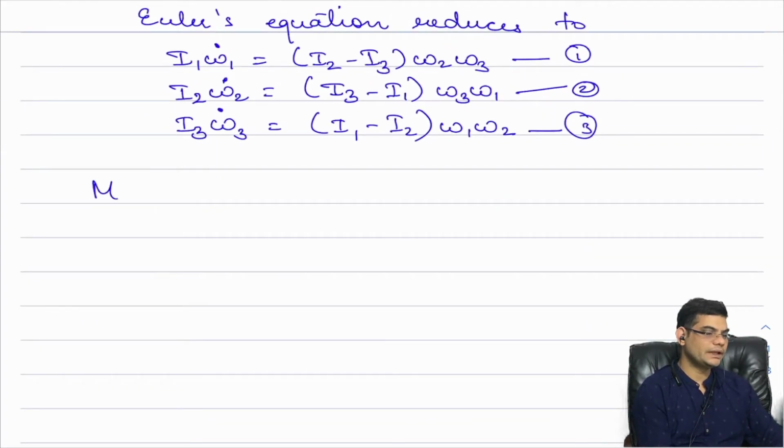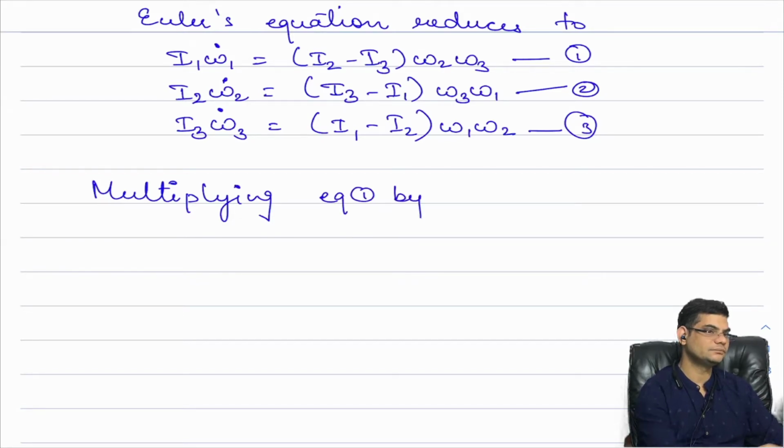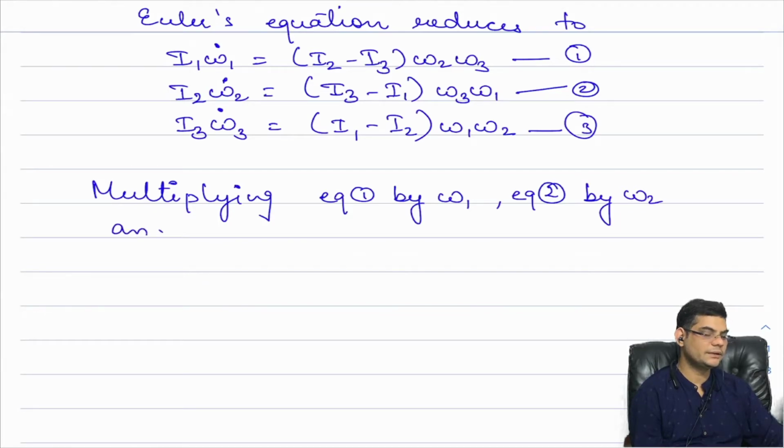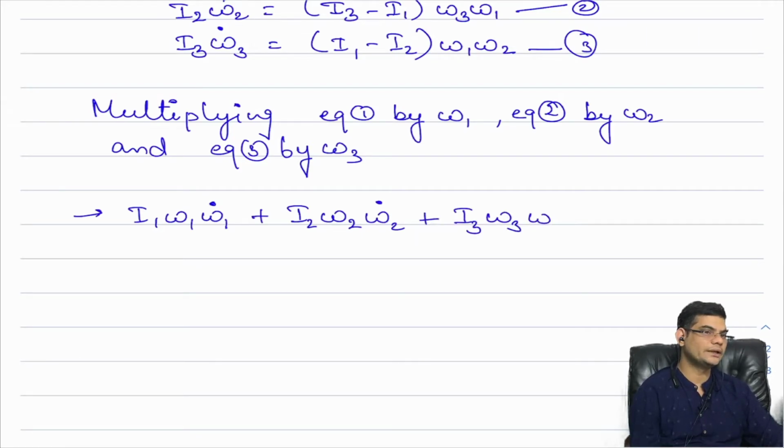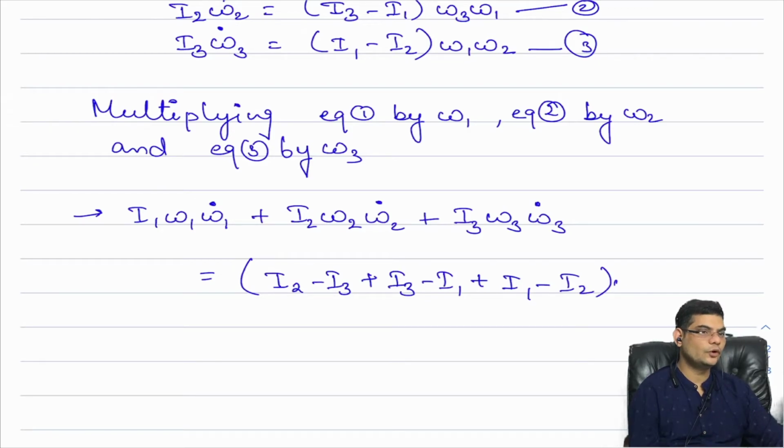Now multiplying equation 1 by omega 1, equation 2 by omega 2, and equation 3 by omega 3, we get I1 omega 1 dot omega 1 plus I2 omega 2 dot omega 2 plus I3 omega 3 dot omega 3 is equal to I2 minus I3 plus I3 minus I1 plus I1 minus I2, into omega 1 omega 2 omega 3.